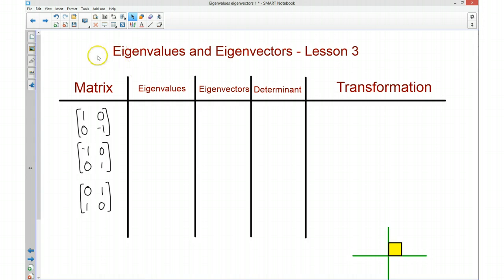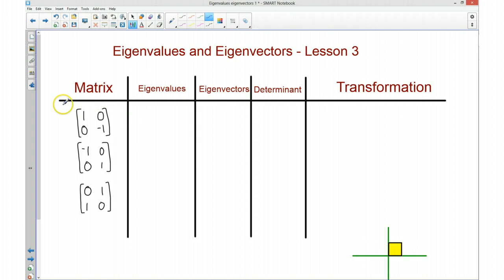Now, we're going to take a slightly different approach this time. I'm going to give you three different transformation matrices, and hopefully you can recognize what these transformation matrices represent.